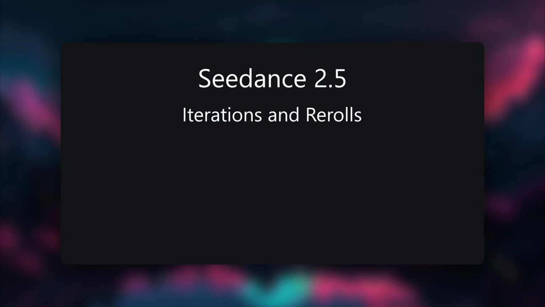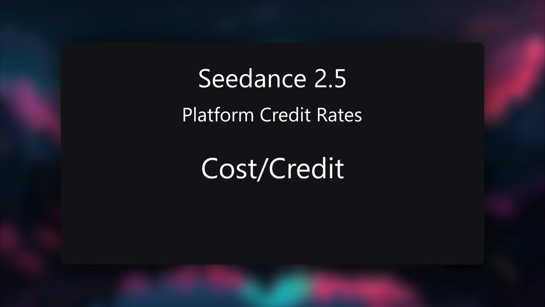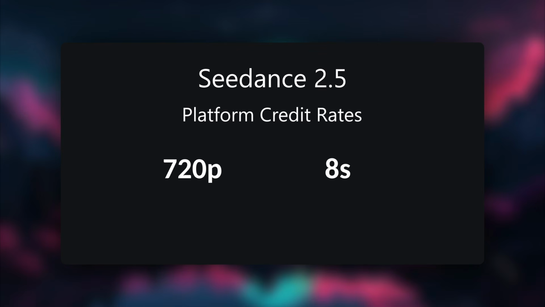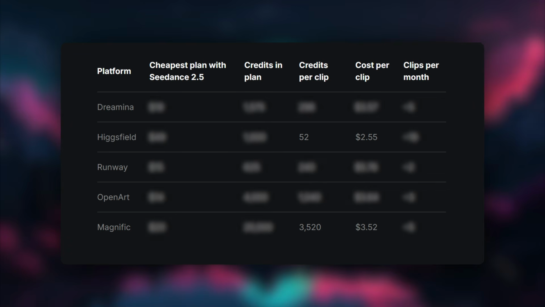3. Iteration and re-rolls: in AI video, your first prompt is almost never your final take. You usually need 3 to 4 attempts to get the motion right. 4. Platform credit rates: the base plan price determines your true cost per credit. Reading the breakdown: 720p, 8-second clips across all platforms. Let's look at our first comparison table.